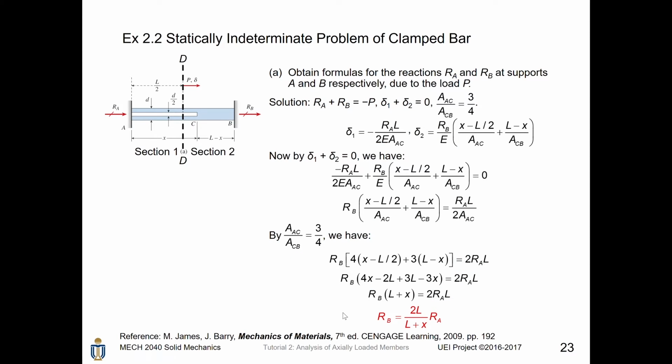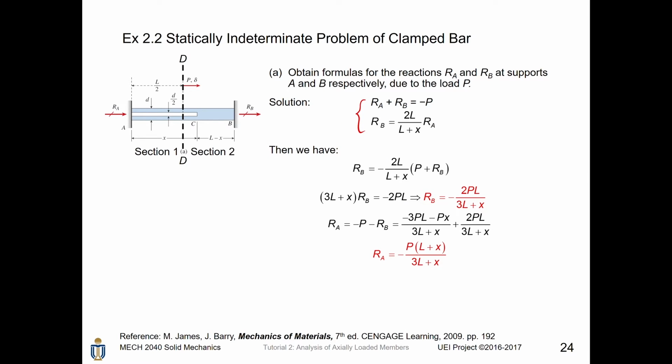From the previous slide, we get delta 1 and delta 2. Now we can put them into this compatibility formula. Now we add them together to get this formula, and then do a lot of simplification. Also, we try to eliminate the denominator by using the area ratio relationships. Then we can find RA equals 2L divided by L plus x times RB. For those steps, I skip them, and you should try to understand them yourself because it is fundamental to engineers. Now, by combining those 2 formulas, we can solve the system for RA and RB. Then, by a lot of calculation, we find RB and RA.